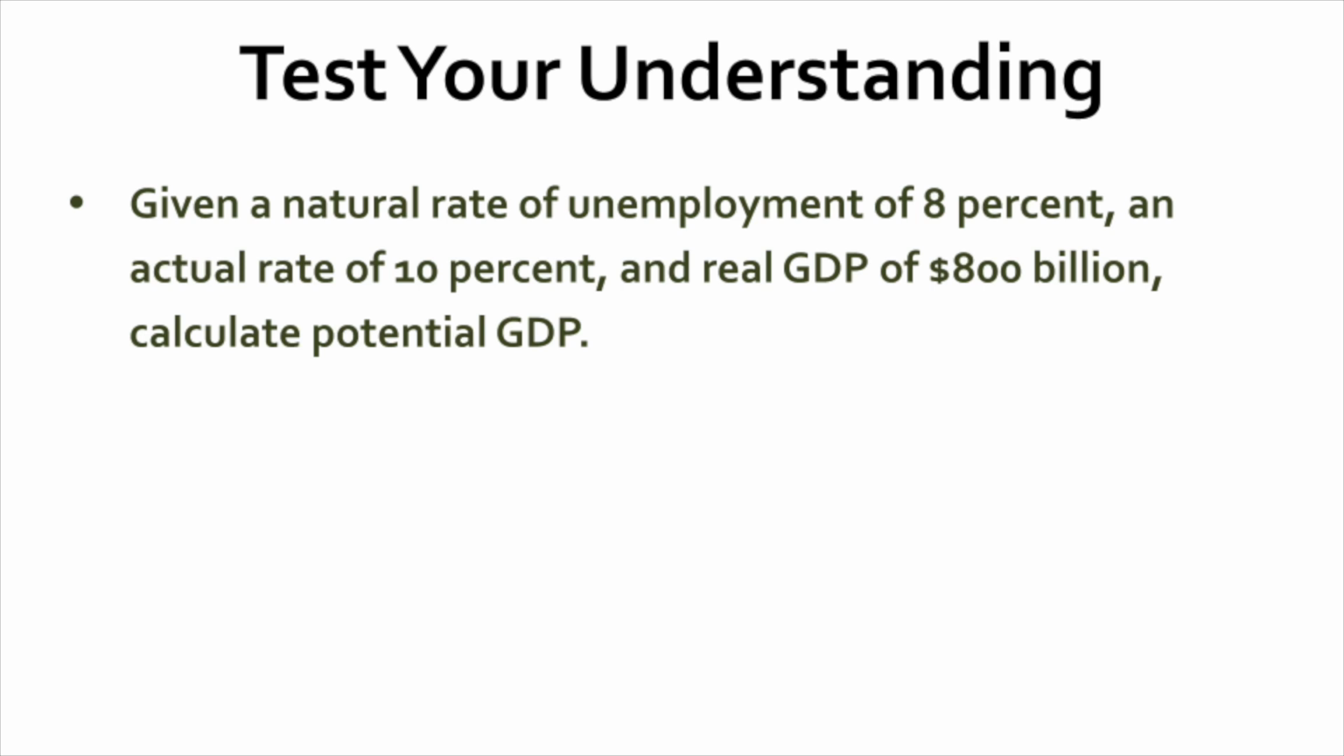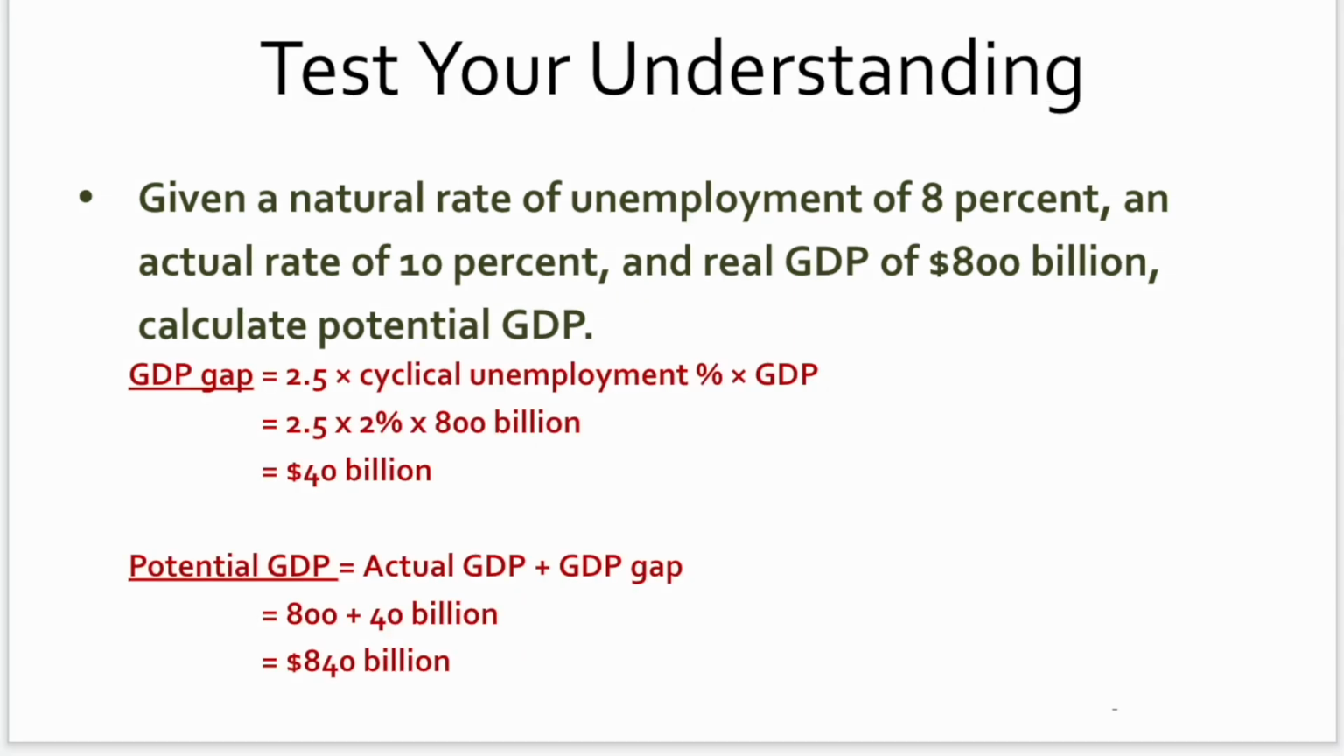Well, we know for every 1% shortage in unemployment, it results in a 2.5% change in GDP. So we got a 2% gap here. 2% times 2.5%, that's 5%. 5% of an $800 billion economy is a $40 billion shortfall or lost opportunity. So if we ask what is the potential GDP here, well, it's 800 plus that lost potential of 40, $840 billion.